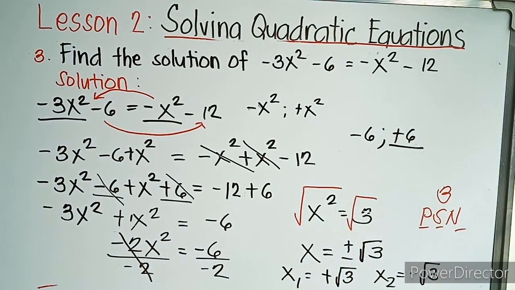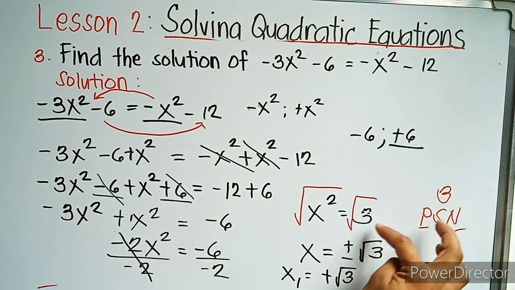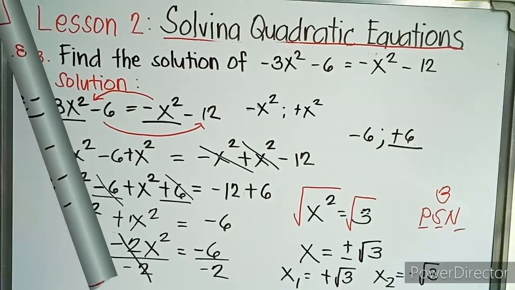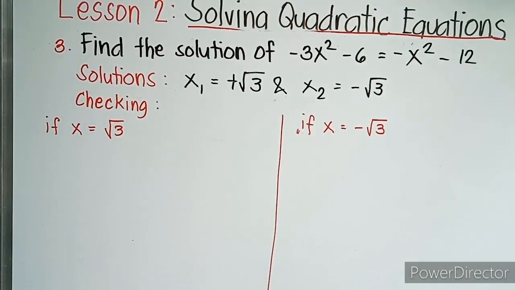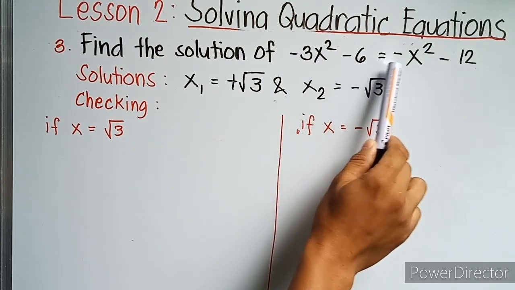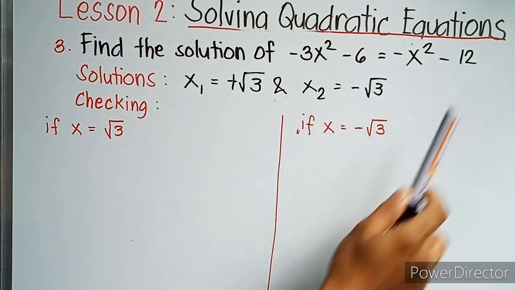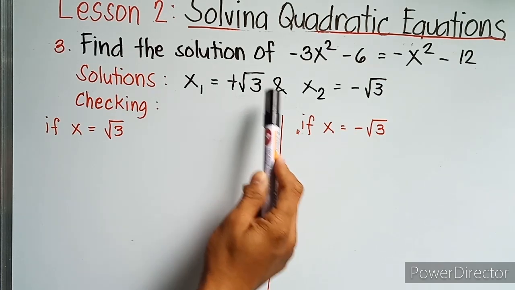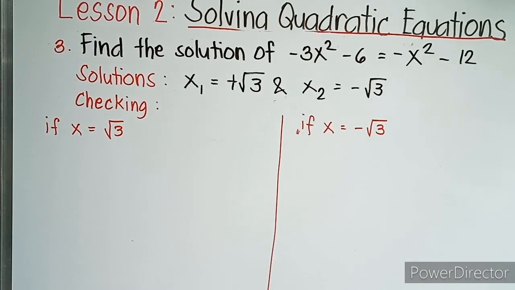So, kapag ang nakuha nyo ay not perfect square number, kinokopya na lamang ang ating solution at nilalagay ang positive at saka negative. Our solution for negative 3x squared minus 6 is equal to negative x squared minus 12 are x sub 1 equals positive square root of 3 and x sub 2 equals negative square root of 3.